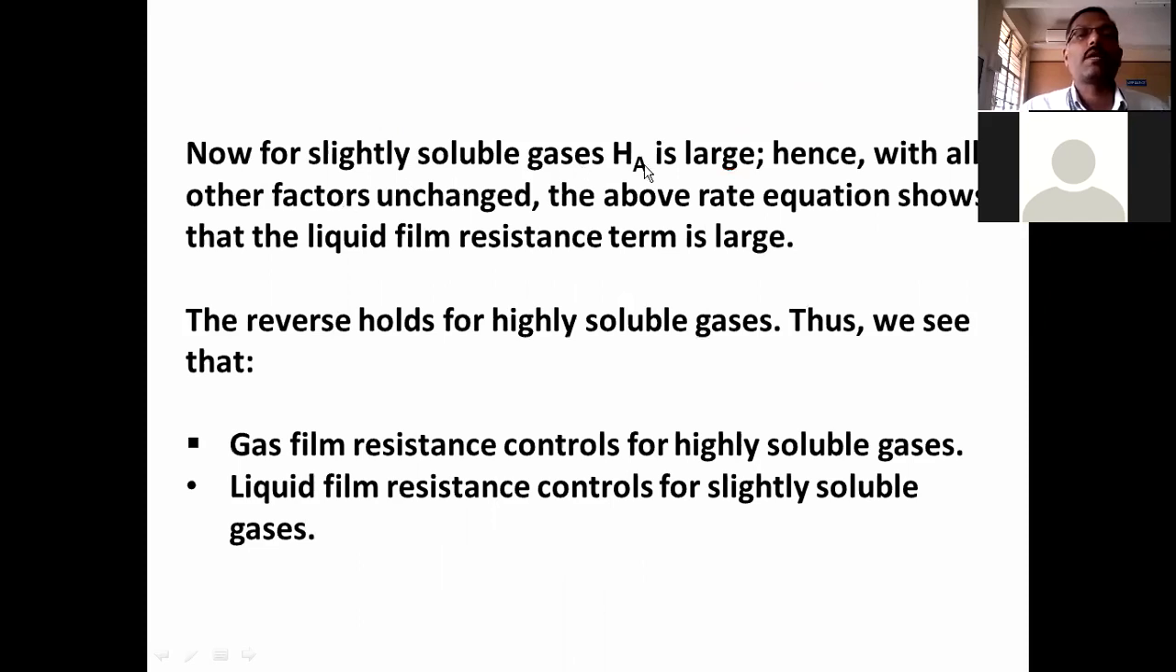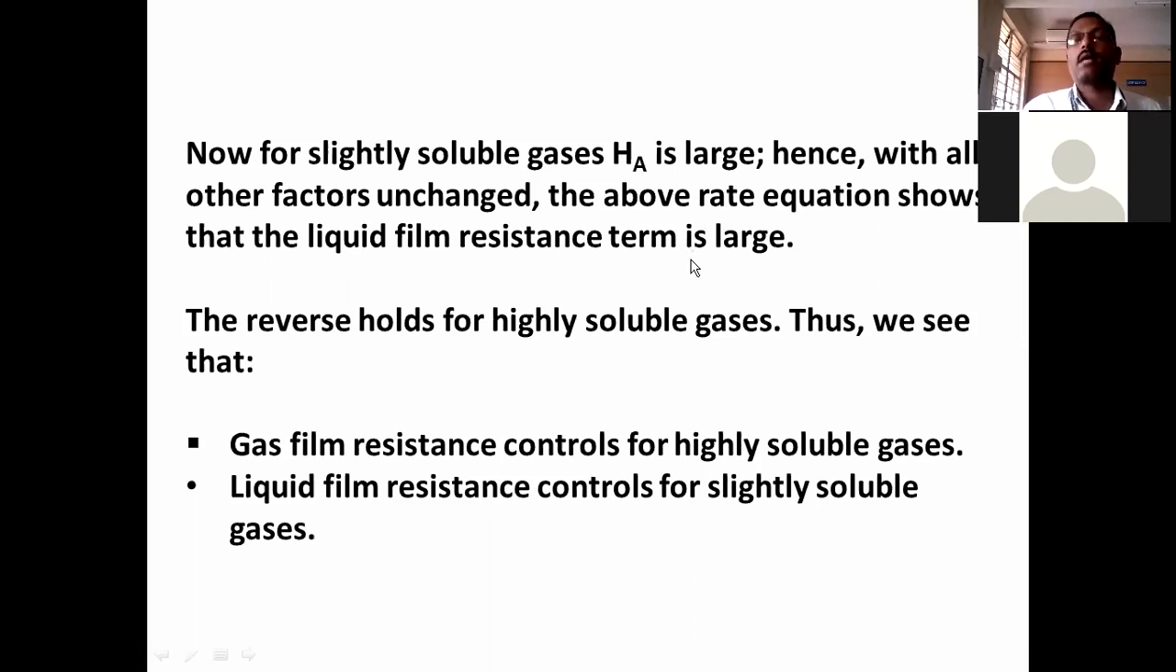So now for slightly soluble gases, HA, that is the Henry's constant, is large. Because of the partial pressure, suppose A is dissolved in the liquid, then the partial pressure is in equilibrium with the concentration, so PA is equal to HA into CA, or at the interface PAI is equal to HA into CAI. So if it is a slightly soluble gas, HA is large. Hence, with all other factors unchanged, the above rate equation shows that the liquid film resistance term is large.